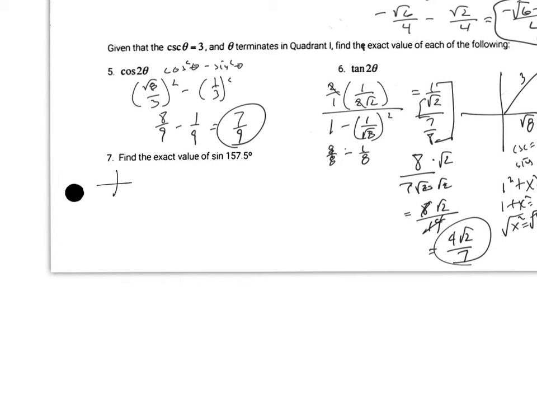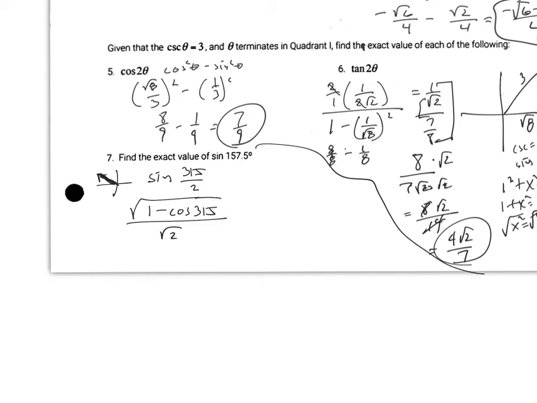Now the sine of 157.5 is positive because it's right here. So our answer will be positive. But we're going to have to use the sine of 315. That's what 157.5 times 2 is. That's what's going to go inside the formula. And the formula is 1 minus the cosine of your number that you just generated over radical 2. Remember, keep your radical signs, keep them separated, and keep separating them as you go.